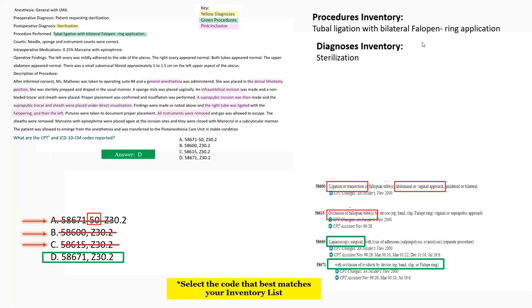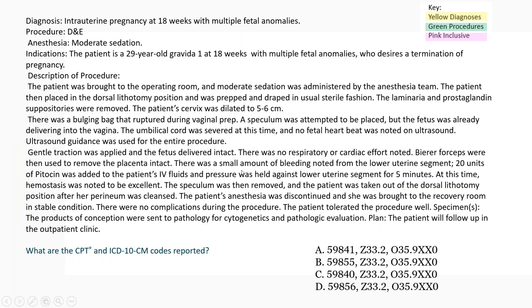Okay, coders, now let's move on to the next one and see what we have in the next procedure. Next question. For this, I would like to invite Ms. Carla to read the scenarios, and meanwhile I will have a look into the chat as well. Ms. Carla, the stage is all yours.